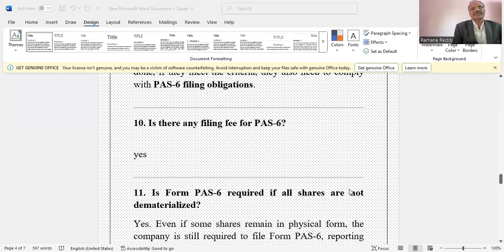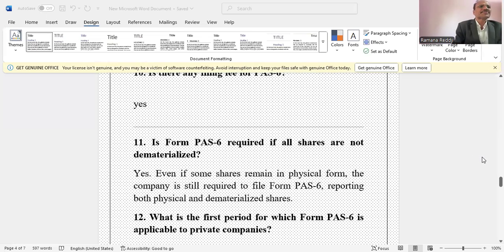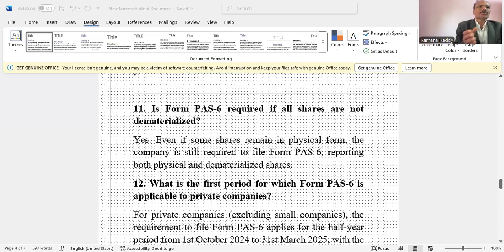Is there any filing fee for PAS6? Yes. The minimum is 600. Is PAS6 required if all shares are not dematerialized? Yes. Even if some shares remain in physical form, the company is still required to file PAS6, because it reports both physical as well as demat shares.